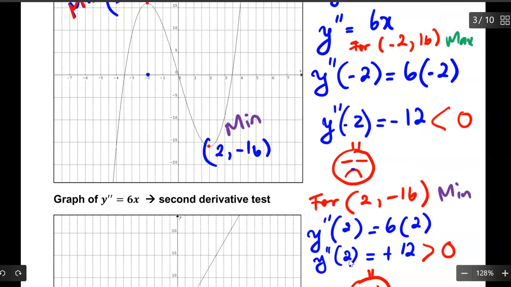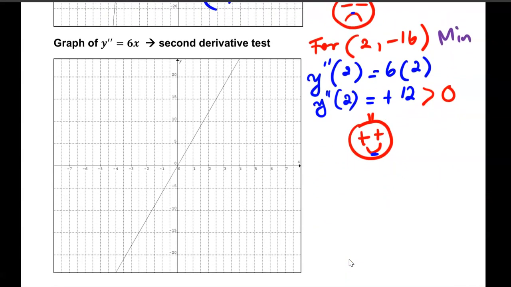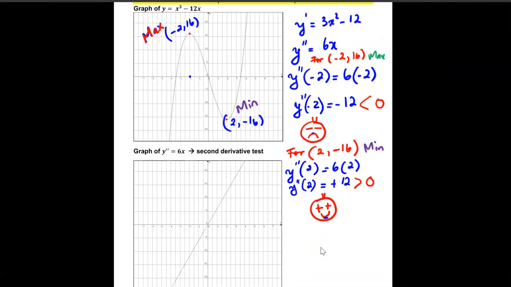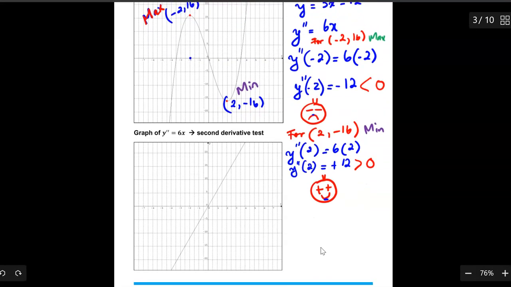Okay, so I am going to prove this to everyone. I'm asking everyone to take a look at the graph that I put here. If I sketch the graph of y double prime equal to 6x, so 6x is a linear equation and it's a straight line going through this. Okay, so let me zoom it down so we can see both graphs at the same time. So I would like everyone to take a look at this for me.